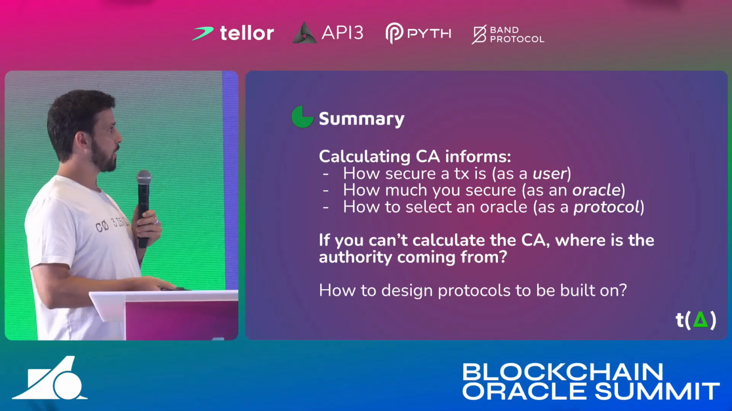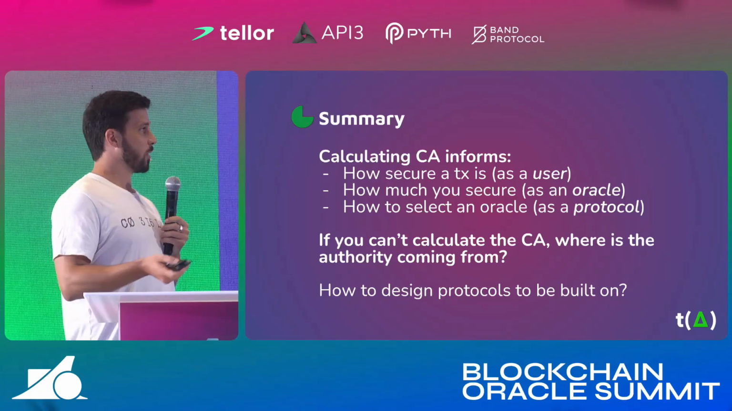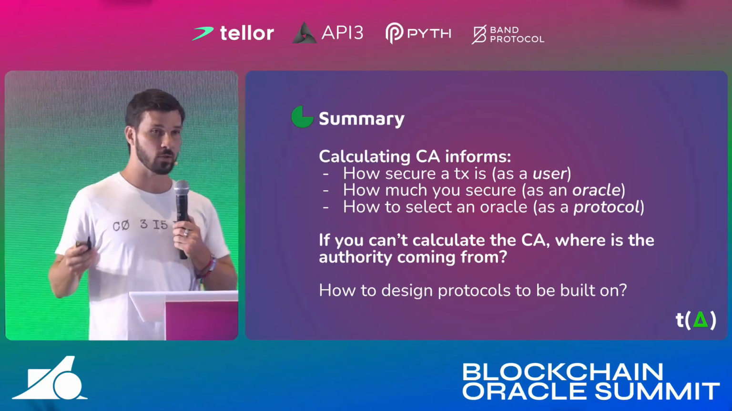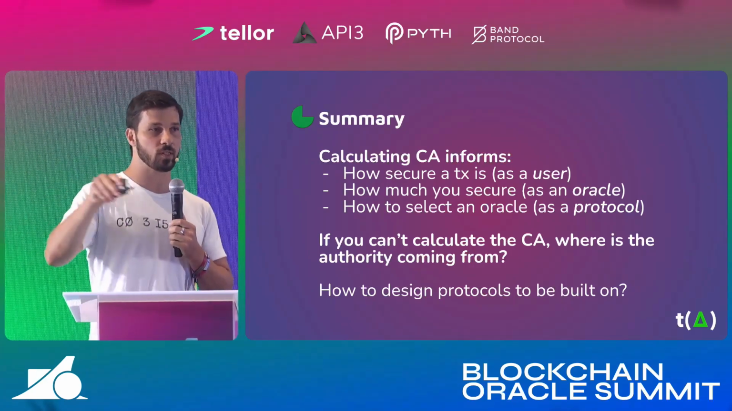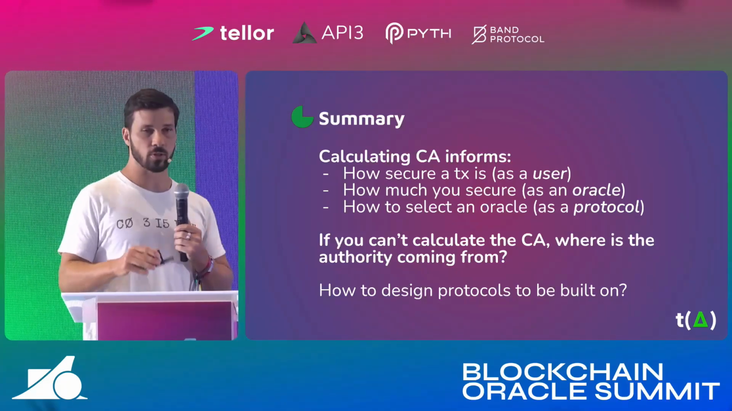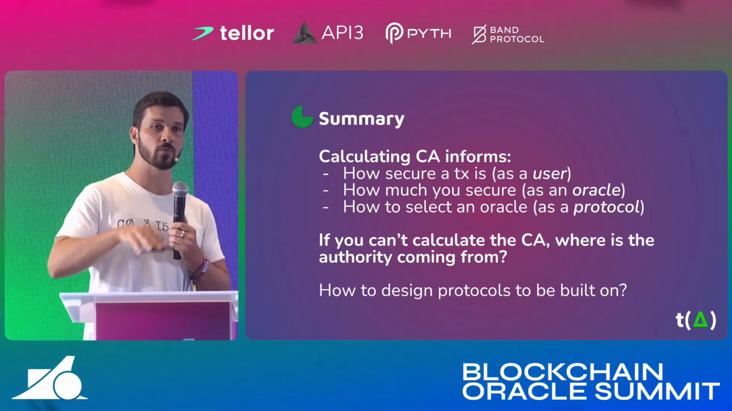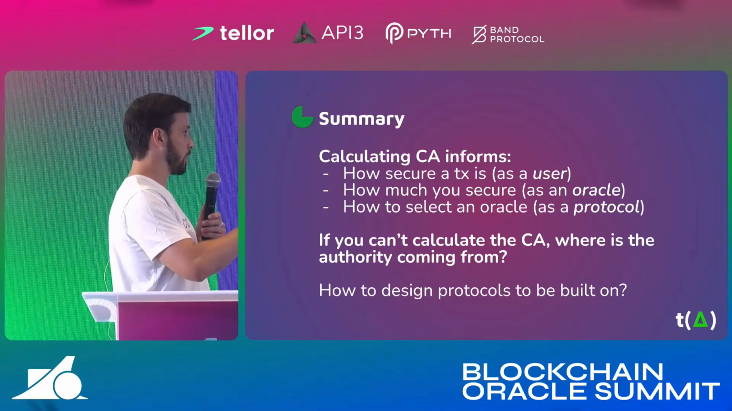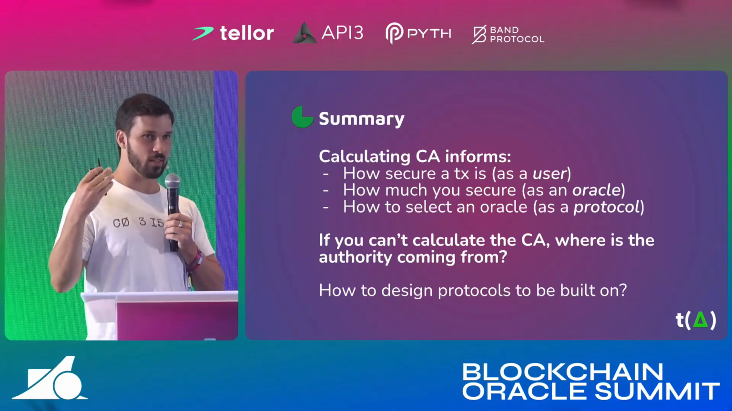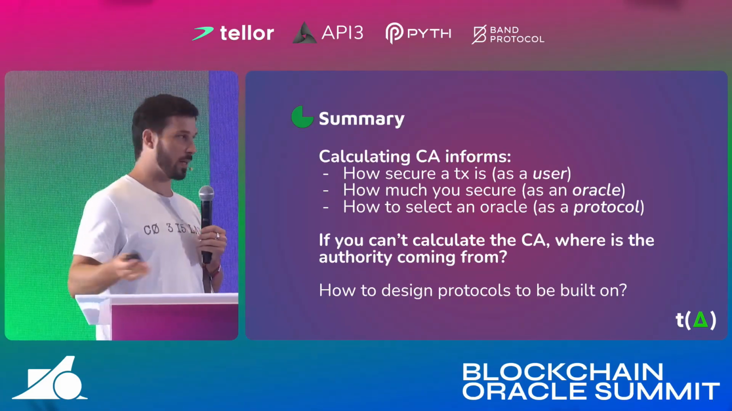So in summary, this mental model, this metric of CA, can tell you how secure a transaction is. If you're a user, you can be thinking, as an oracle, about how much you secure and how to monetize what you are providing, and how to select an oracle in the first place, because different oracles have different security assumptions, and those are all basically reducible down to CA. There are other factors in oracles, but what you want to make sure is that you align your security assumptions as closely as possible, or that those are transformed properly into this irreducible number of crypto economic authority. And as a final thought, if you can't calculate the CA, this should be an orange flag for you. Where is the authority coming from? Where is the trust coming from if you can't actually calculate it?